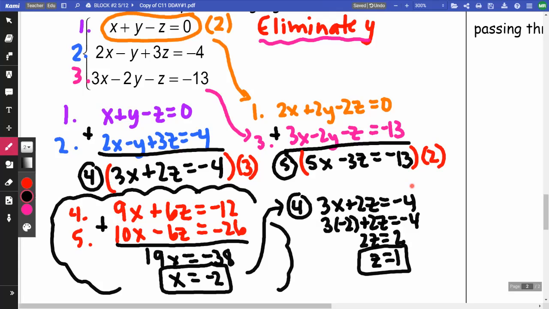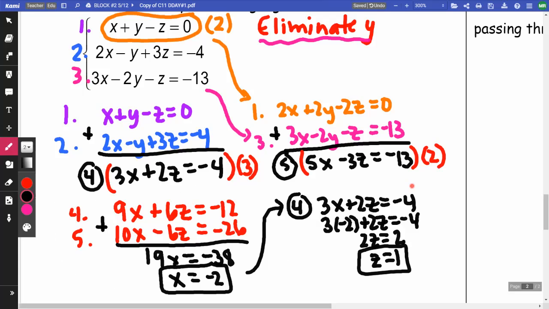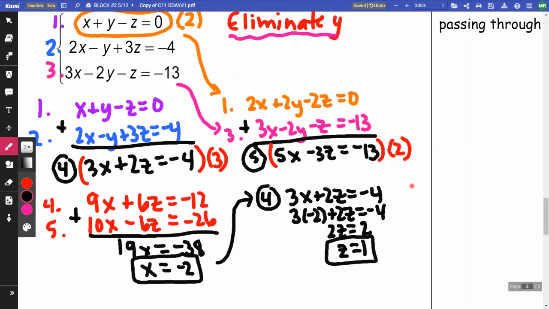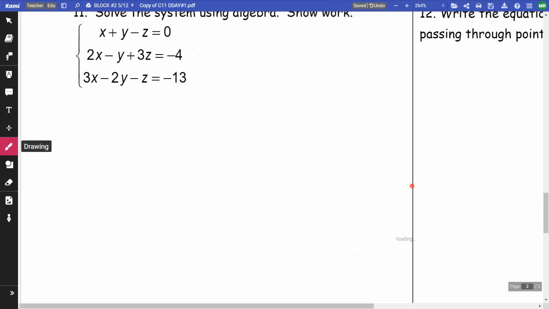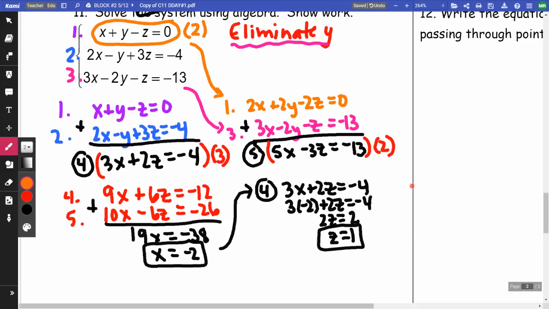So now I can take that x and z and put it into one of the original top ones, either equation 1, equation 2, or equation 3. I'm trying to find my y. I'm thinking I'm going to put it into equation 1, the one at the very top here, that one right there.